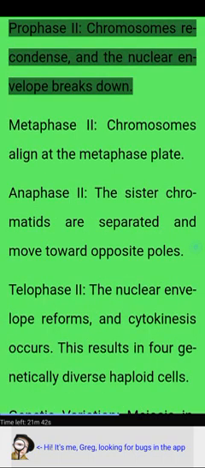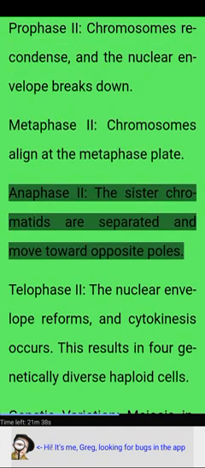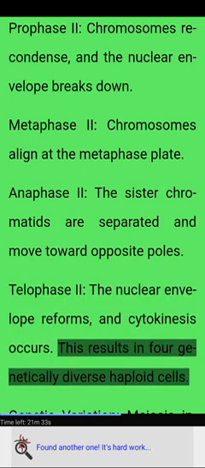Prophase II. Chromosomes recondense, and the nuclear envelope breaks down. Metaphase II. Chromosomes align at the metaphase plate. Anaphase II. The sister chromatids are separated and move toward opposite poles. Telophase II. The nuclear envelope reforms, and cytokinesis occurs. This results in 4 genetically diverse haploid cells.